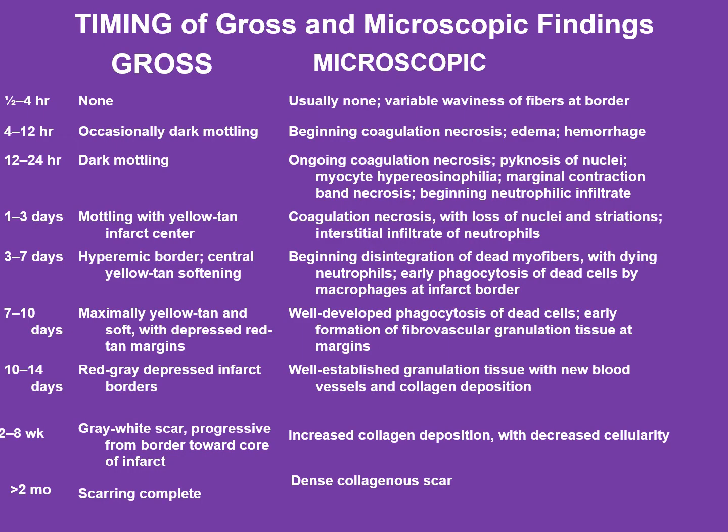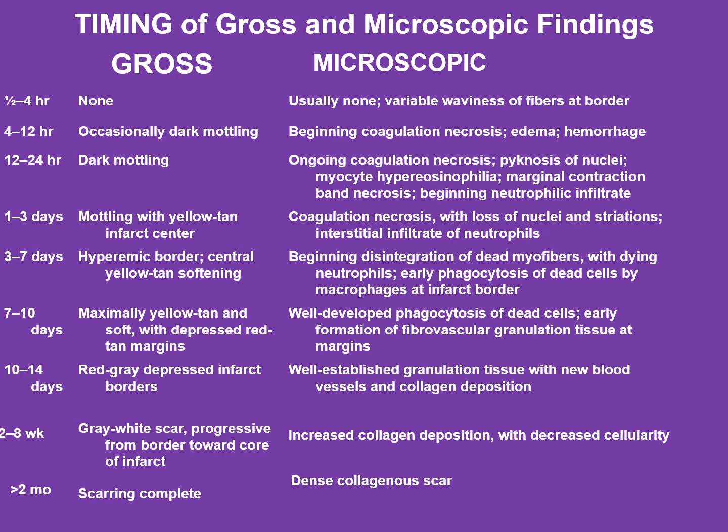Again, this is from your book, the timing of gross and microscopic findings. So as mentioned earlier, if the change is less than 4 hours, there are none. And there is occasional mottling, dark mottling by 12 to 24 hours. And of course, it progresses into yellow, hyperemic border, and scarring is complete by 2 months.